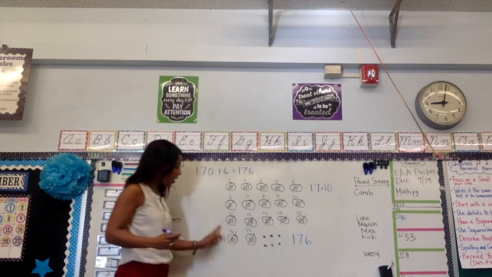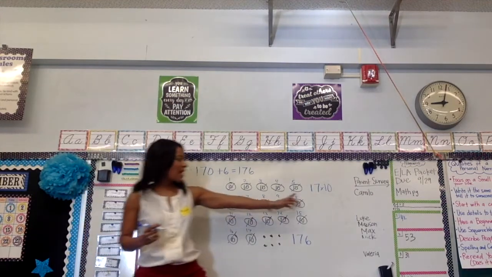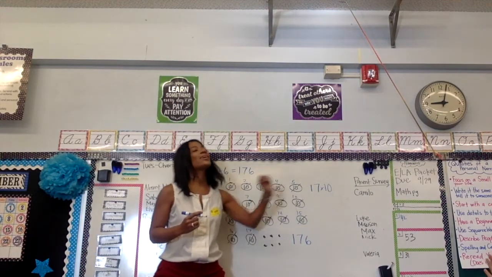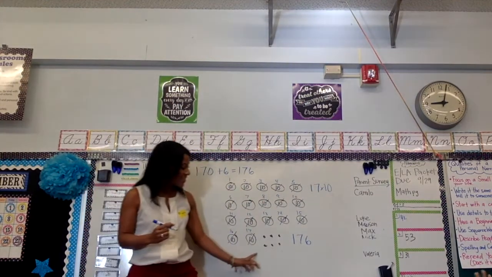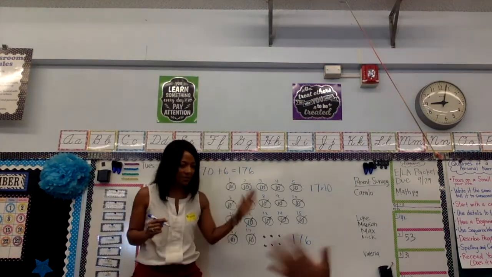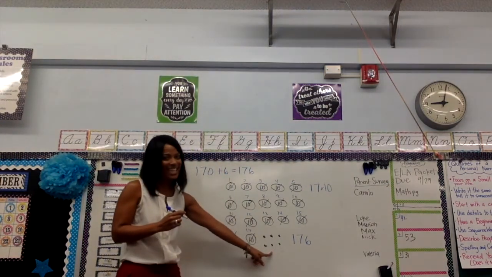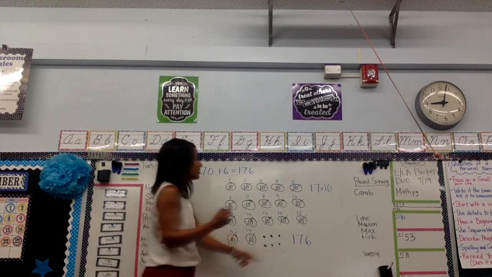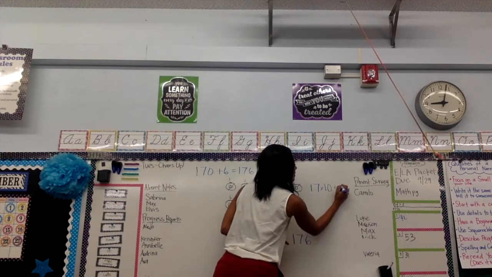Does that represent our groups of 10? Yes. Do we have 17 groups of 10? Yes, we do. And then, oh, I heard it. What was it? Plus 6. 6 tens or 6 ones? 6 ones. Plus 6.